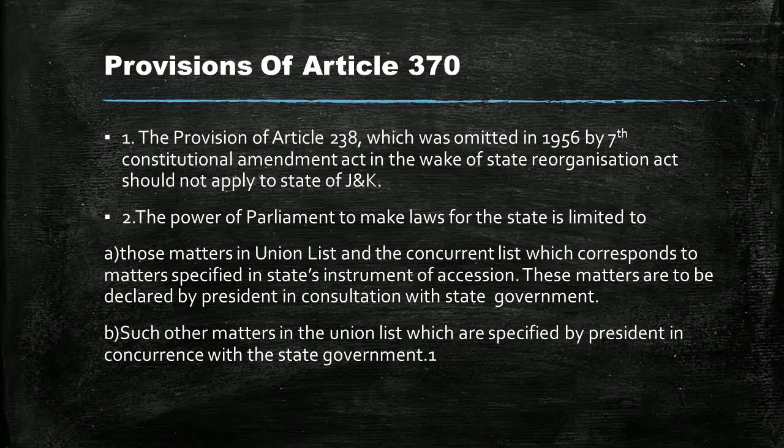Now the second provision under it is such other matters of the Union List which are specified by the President in concurrence with the state government. Now these two provisions sound more or less the same. So to sum up, the laws can be made only on the matter with the consent of the state of J&K. That is, if the Legislative Assembly of Jammu and Kashmir does not want a law to be made on a particular subject, it cannot be made by the Parliament.